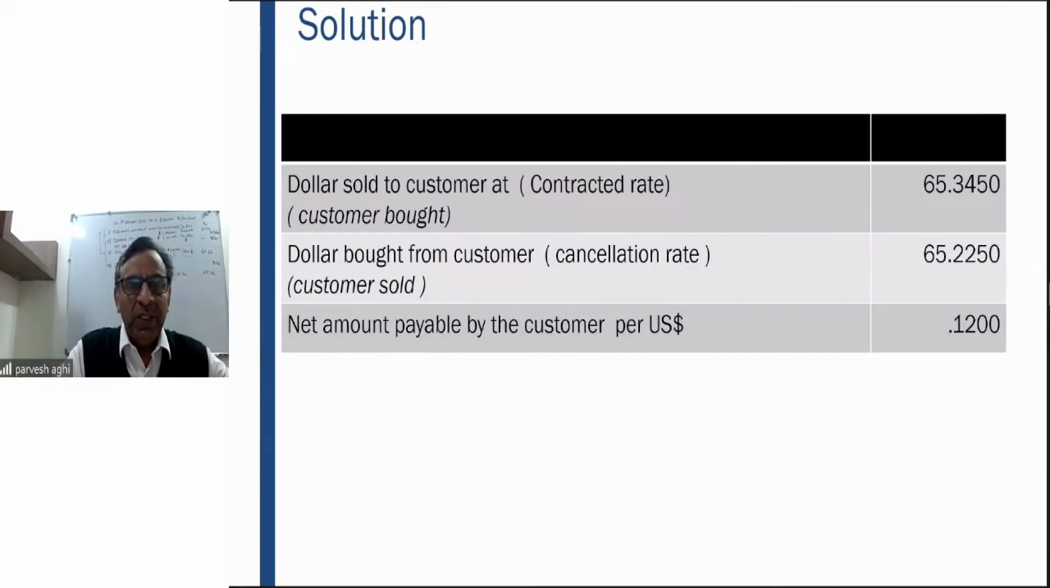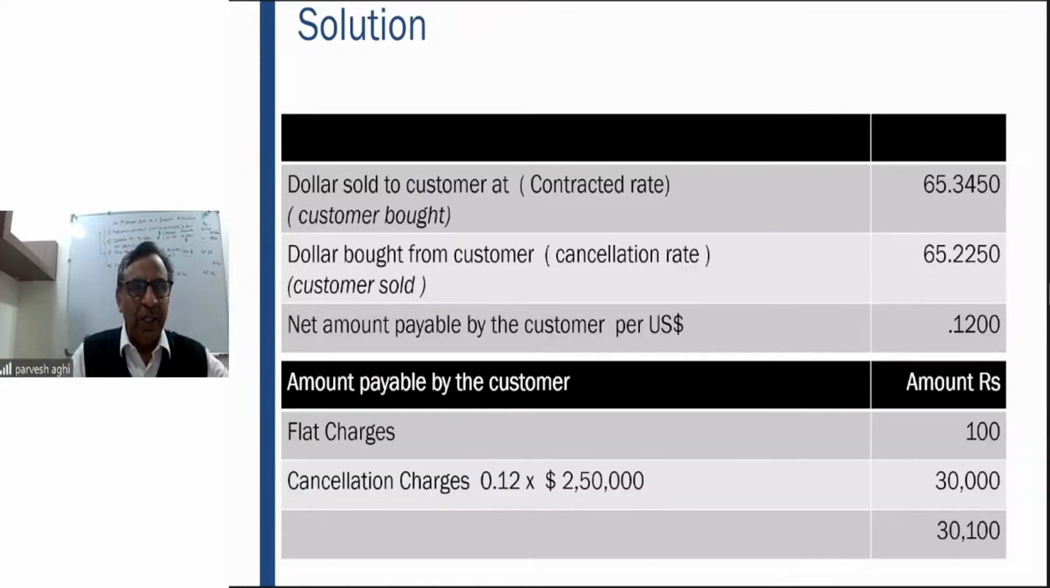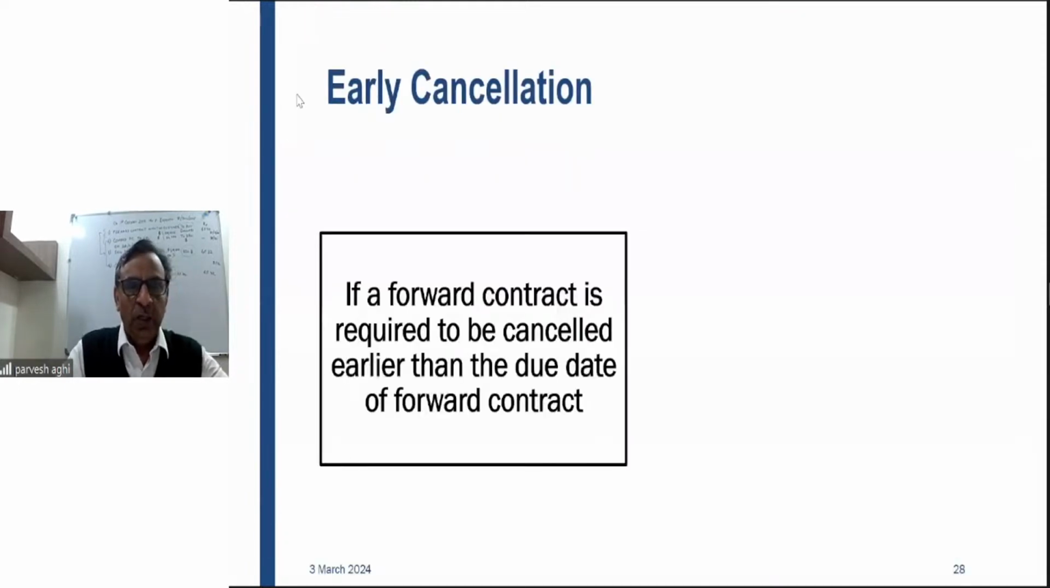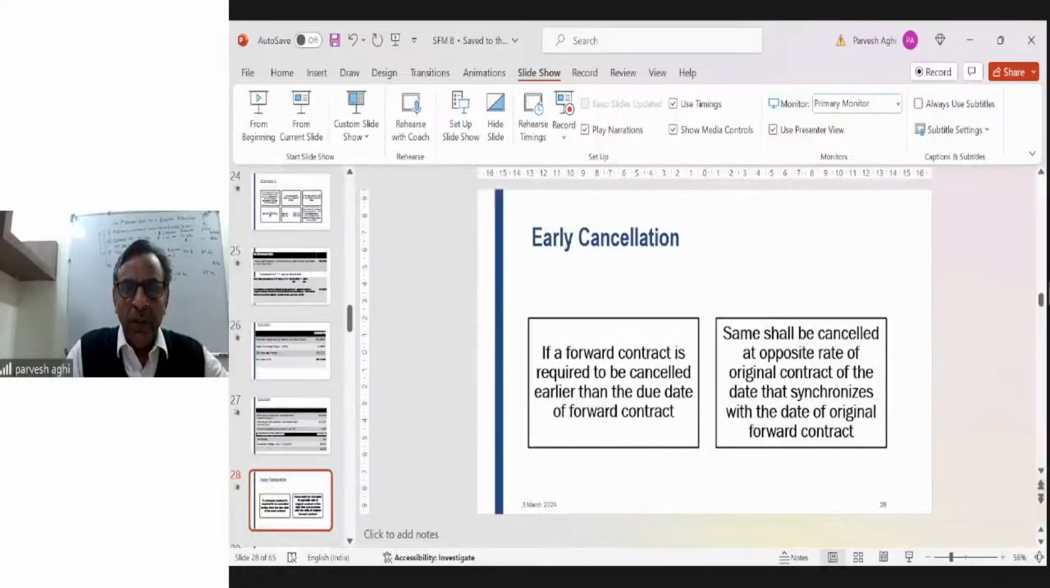So in this process, he has suffered a loss of 0.12, because he bought it at 65.34 and he's selling at 65.22. So there is a loss of 0.12. If you multiply this with the number of dollars, it will come into rupees, which is 30,000. He has to pay another 100 rupees as a flat charge. It's there in the question. So that's it. Have you followed now? I have summed up. Okay, Namrata, is it okay? If you have followed, please confirm.